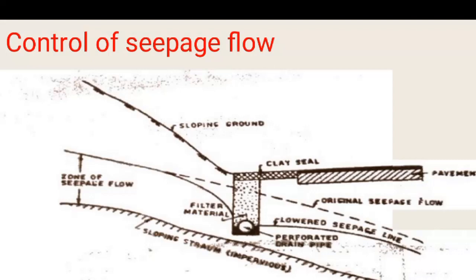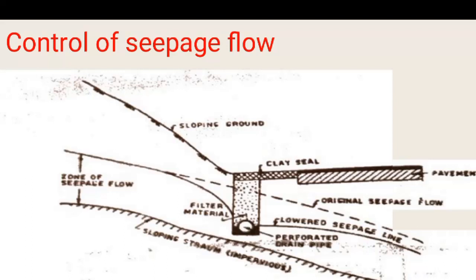Next is control of seepage flow. When the general groundwater as well as the impervious strata below are sloping, seepage flow is likely to exist.